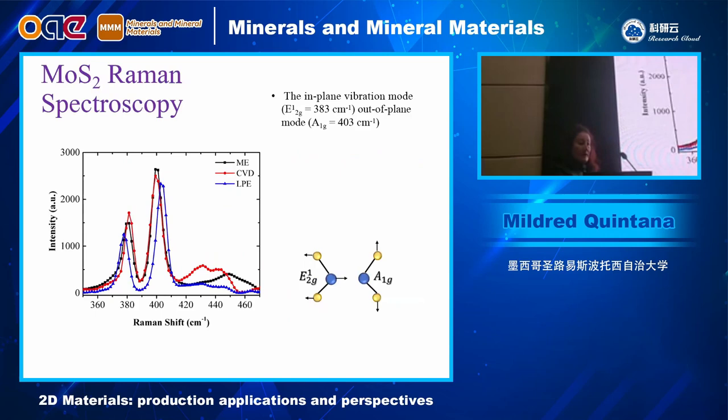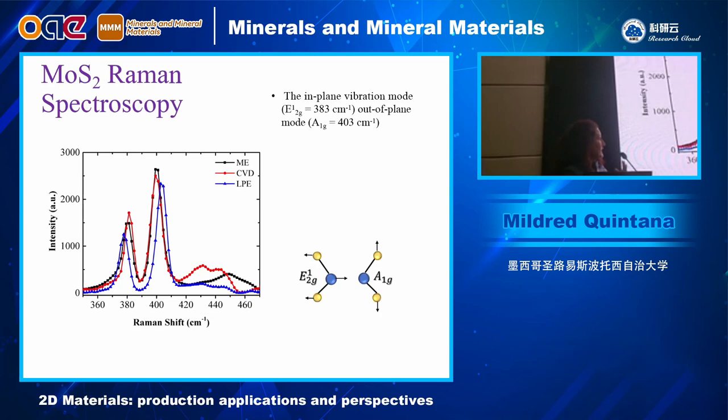And here is an example. This is molybdenite prepared by mechanical exfoliation, like the Nobel Prize with the scotch tape; by chemical vapor deposition, grown on a surface; and by liquid phase exfoliation.